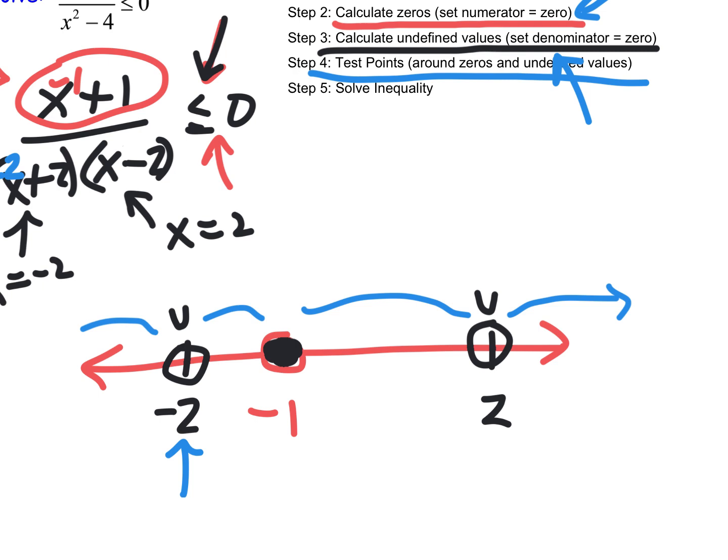Sometimes kids fill them in when they shouldn't. Remember, the ones that make the bottom 0, you should not fill those in. They are not solutions. They kill your function. So they stay empty, like these two stay empty. But the most common mistake is in this testing part.